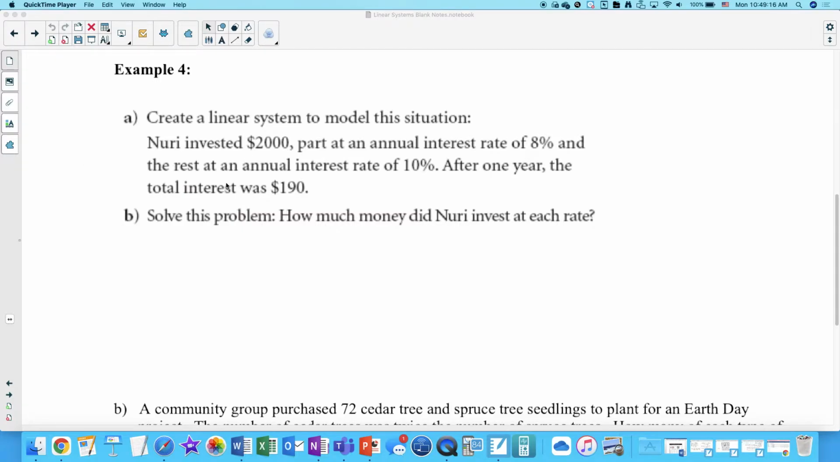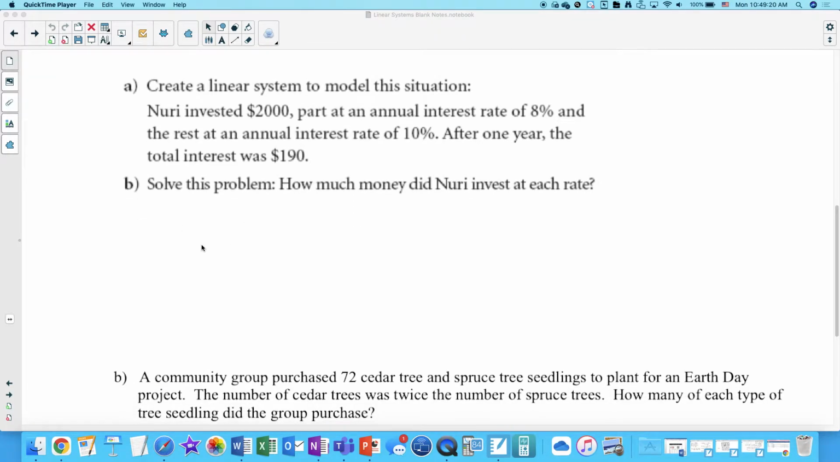All right, so create a linear system to model this situation. Nuri invested $2,000, part at an annual interest rate of 8%, and the rest at an annual interest rate of 10%. After 1 year, the total interest was $190. Solve this problem. How much did Nuri invest at each rate?